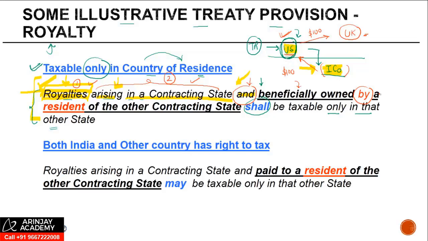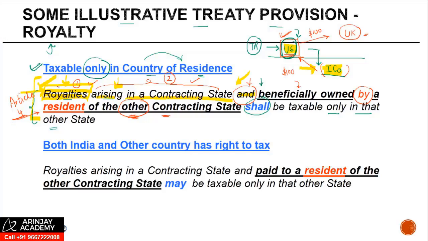Beneficially owned by a resident of the other contracting state. So when we are talking about this US person, he should be a resident of United States, of the other contracting state. This word other is important, right? And how do I identify whether or not he's a resident of a contracting state? For this, you will need to refer back to Article 4, typically Article 4, which deals with residence, right?